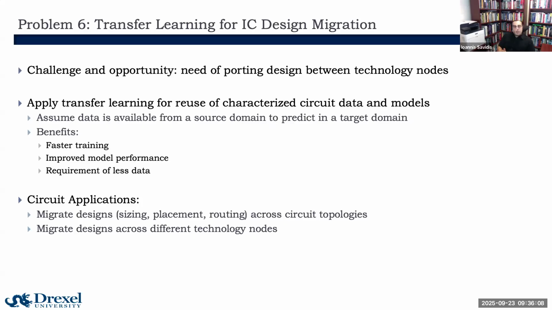So basically, we're taking prior circuit data and models. We're assuming that they're available in the source domain, and then we use that to efficiently apply it to a target domain. And the benefits of applying transfer learning, of course, include faster training, improved asymptotic model performance when the model training stabilizes, while requiring less data than training from scratch. And we can apply transfer learning for migration of designs across circuit topologies or across technology nodes.